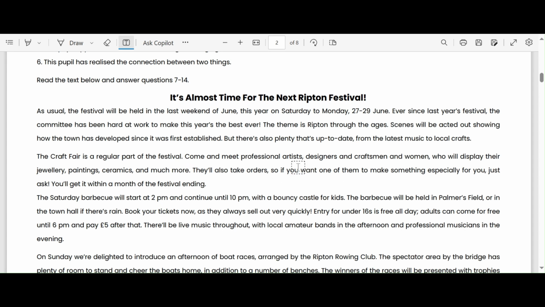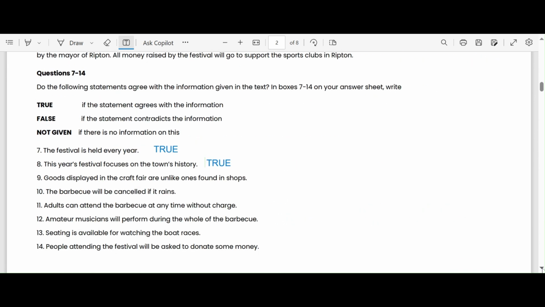So, guys, we have read this paragraph and we did not find anything about whether the goods displayed in the craft fair are like or unlike those found in shops. We did not see any word shop. So it will be what? It will be not given, right? Let me put here not given. Okay, like this.